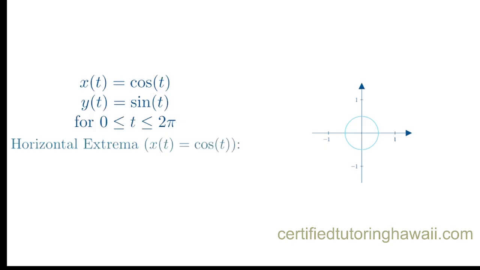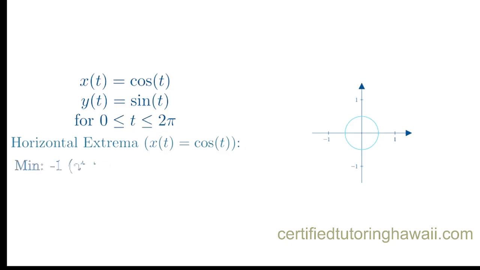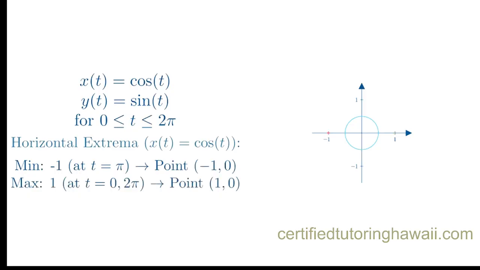Now that we have a visual, let's analyze the extrema and intercepts for our circular path. Again, the equations are x of t equals cosine t and y of t equals sine t for t between 0 and 2 pi. Let's find the horizontal extrema. We need the min and max values of x of t equals cosine t on the interval from 0 to 2 pi. The cosine function on this interval has a maximum value of 1, which occurs at t equals 0 and t equals 2 pi, at the point 1, 0. It has a minimum value of minus 1, which occurs at t equals pi, at the point minus 1, 0. These points correspond to the leftmost and rightmost points on our circle. The particle goes as far left as x equals negative 1 and as far right as x equals 1.